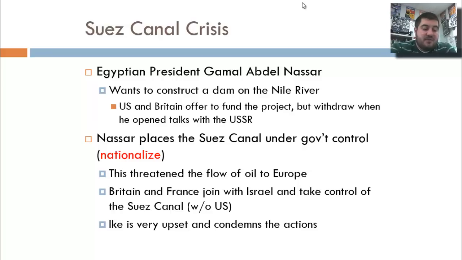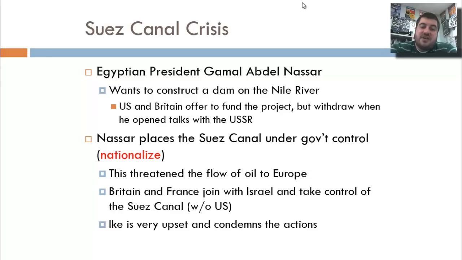In our country, for example, essentially our healthcare system has been nationalized by the federal government. That means Obamacare is the government healthcare program. It's been nationalized. So this Suez Canal, these ships carrying oil from the Middle East travel through here. So the president of Egypt nationalizing it threatens the flow of oil to Europe. And so Britain and France join with Israel, the new country, Jewish country, and they take control of the Suez Canal without the United States.